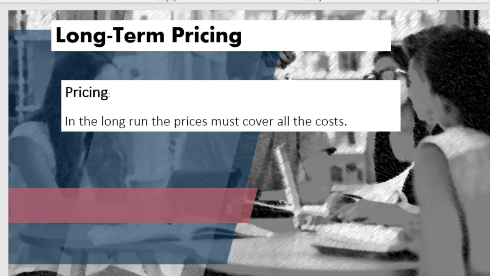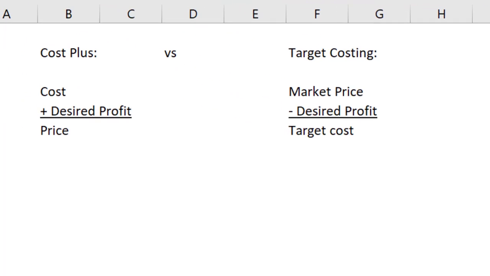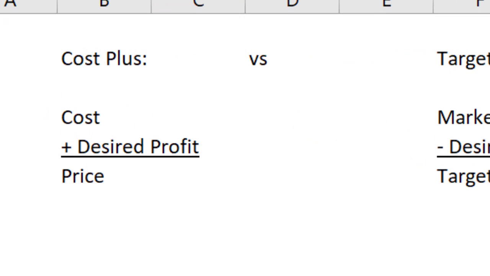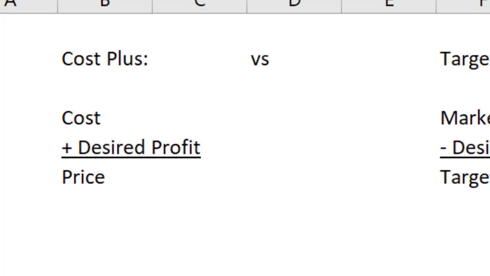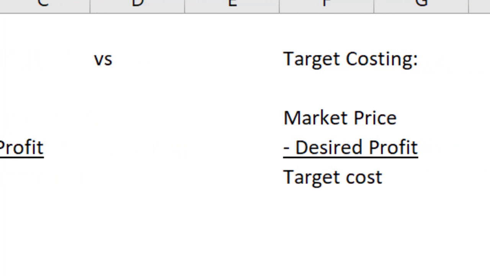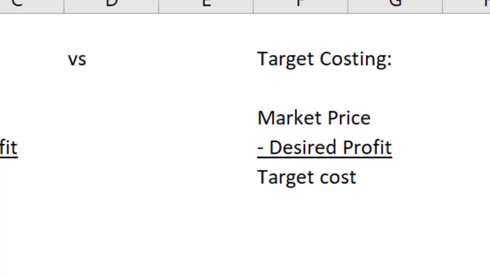First, let's consider long-term pricing, basically our regular price, meaning our regular price has to meet all costs. In other words, all costs have to be covered in the long run. There are two strategies in our long-term pricing decision, and one strategy is based on cost plus. And in cost plus, we just take whatever the cost is and add a desired profit to it, and that will be our price. The other option is target costing.